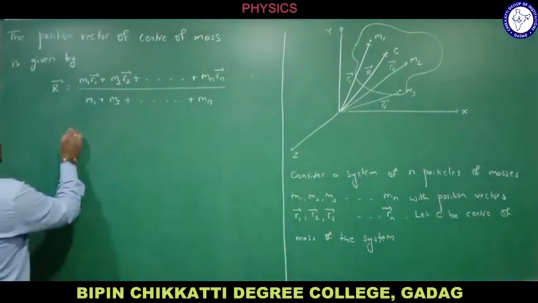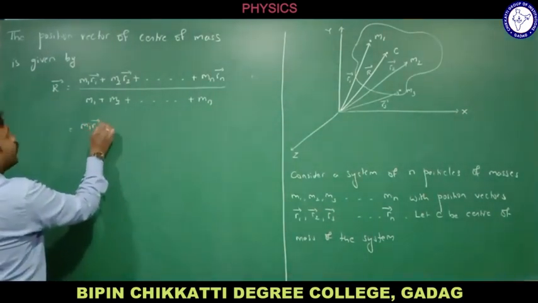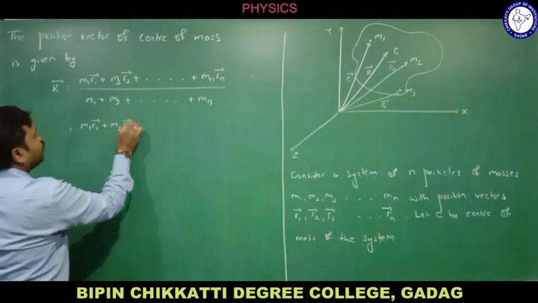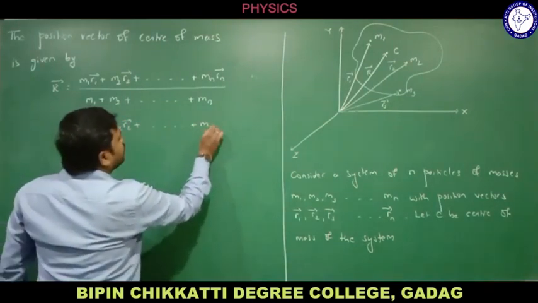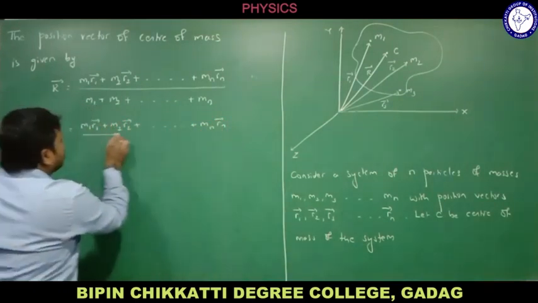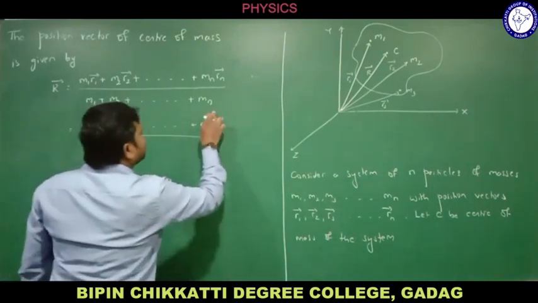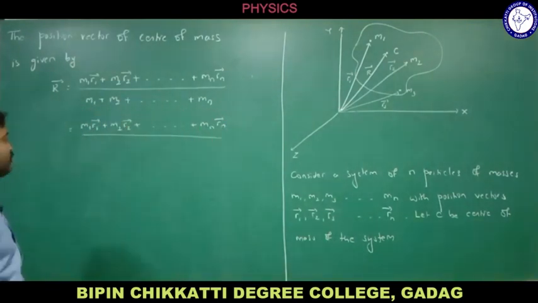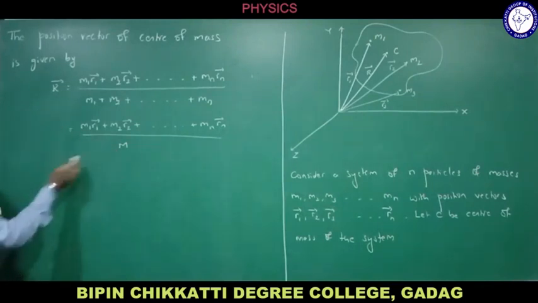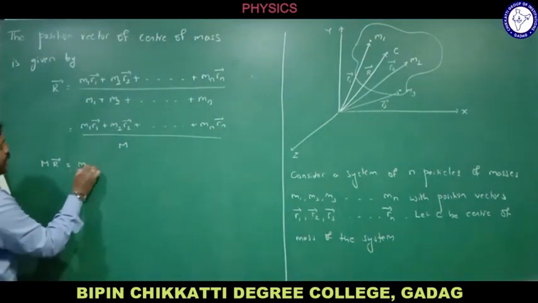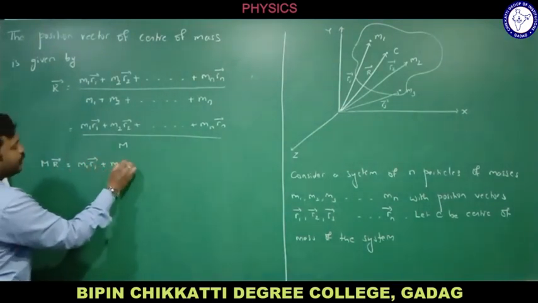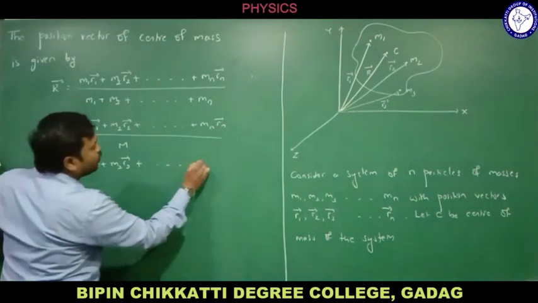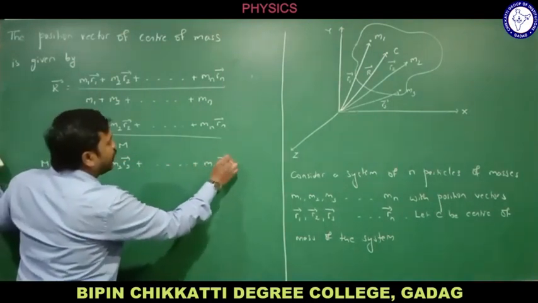Now let me write it like this. This can be written as m1 r1 plus m2 r2 plus dot plus mn rn. The sum of all the particle masses of the system gives the total mass of the system itself. Let me take it as capital M. Now let me bring M to this side. So we get M r vector is equal to m1 r1 vector plus m2 r2 vector plus dot plus mn rn vector.